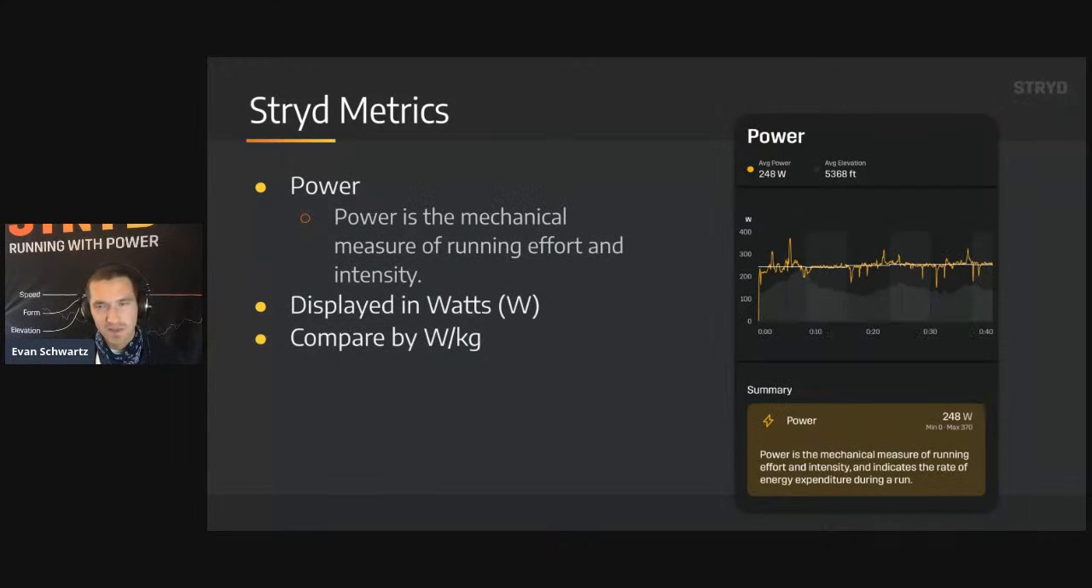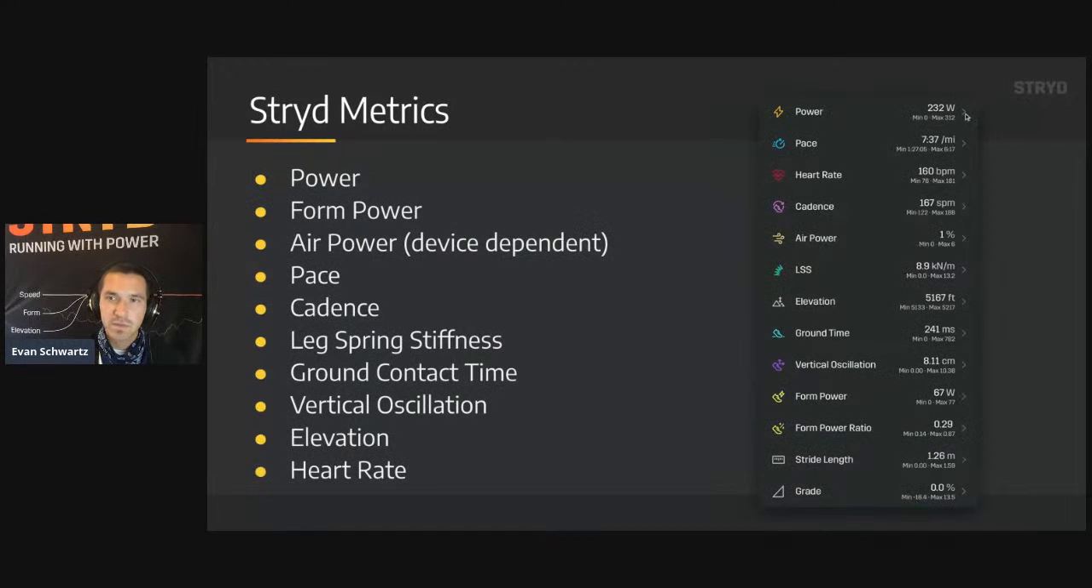So let's start with power. It's obviously usually one of the first ones that we do take a look at. Power is the mechanical measure of running effort and intensity. It's displayed in watts, capital W. We typically recommend comparing by watts per kilogram if we are comparing across different runners. This view on the right side through all of these slides is going to be the specific post-run view that you have when you click into each of these metrics here. So this metric list will appear on every post-run section on your Stryd mobile device. You can click this small right arrow and you'll be brought to all of these screens.